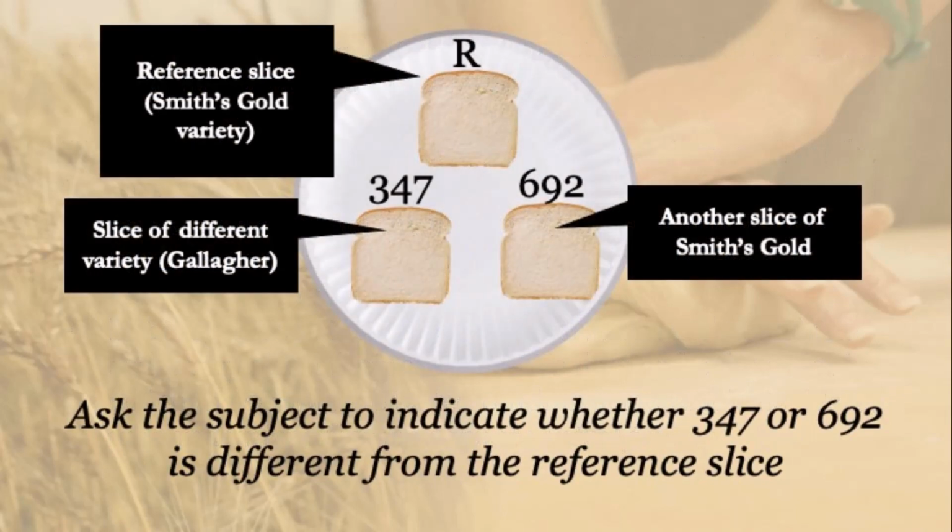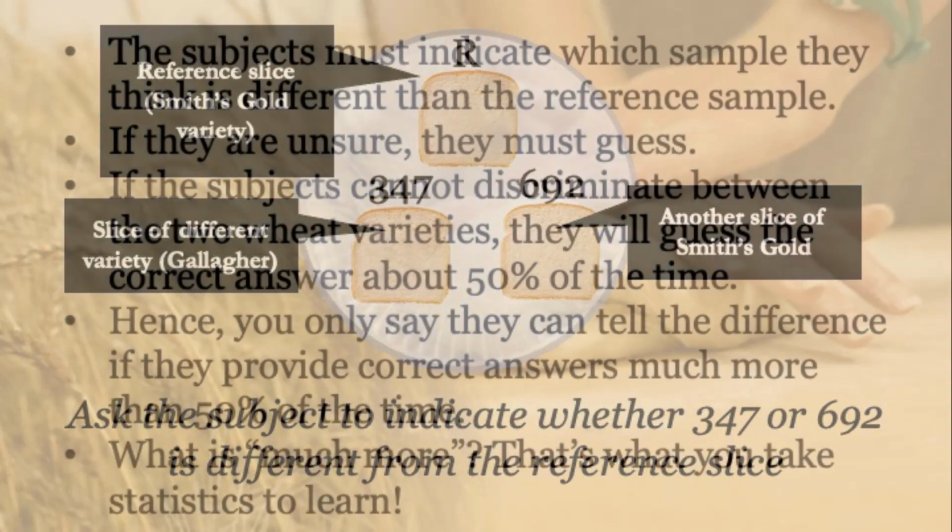Well, for other people, we may change it up a bit. For other people, the subjects in the study, Smith's Gold variety may be the reference slice. And then maybe instead of tasting 347 first, we have them taste 692 first. The point is we randomize all those little details that could have small effects on people's answers.